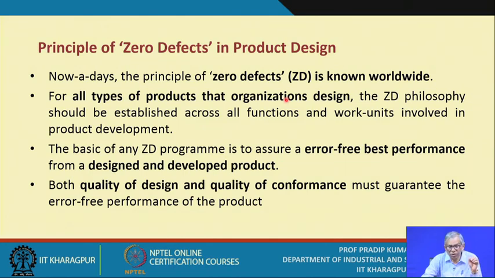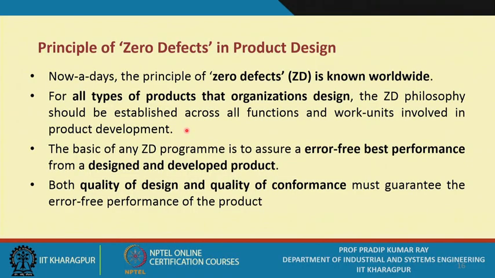For all types of products that organization design, the ZD philosophy should be established across all functions and work units involved in the product development. So, it's a total approach. Whenever one organization talks about zero defects, that means a total systems approach is a must.